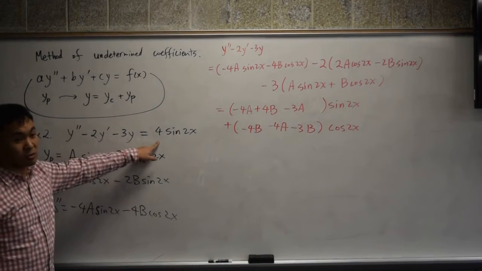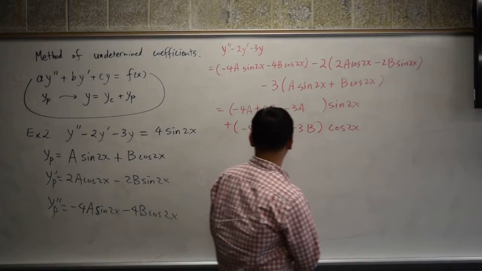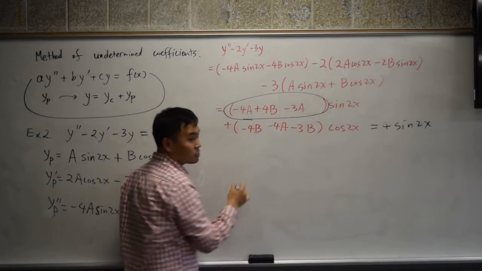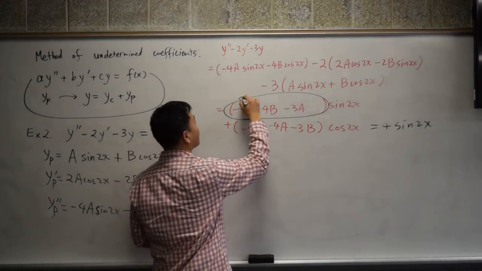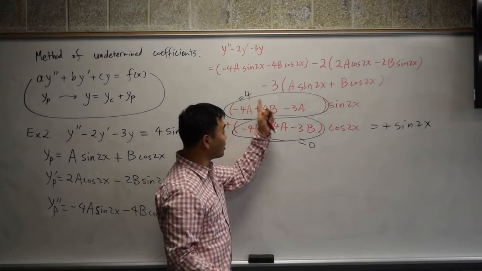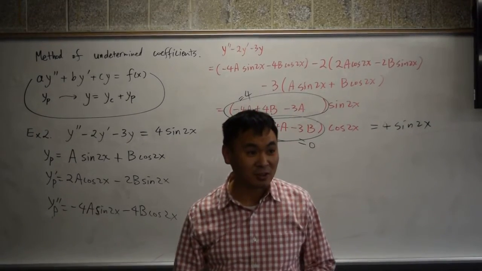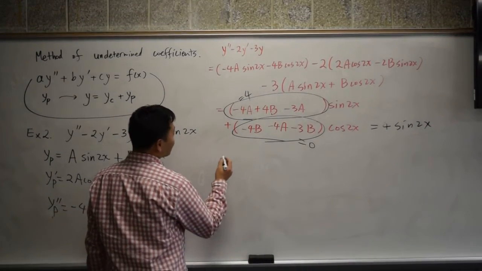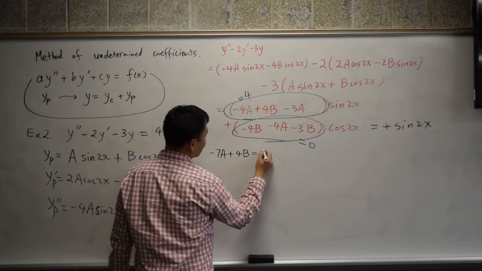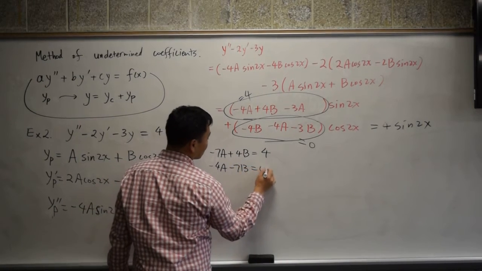And that has to equal this one, right? So now I want this to equal 4 sine 2x, which means this has to equal 4, and this has to equal 0. If this is 4 and that's 0, you have 4 sine 2x plus 0, which is perfectly equal to that, right? So it works. So let's see, when does that happen? This is negative 4a minus 3a, that's negative 7a plus 4b equals 4. And that's negative 4a minus 7b equals 0.